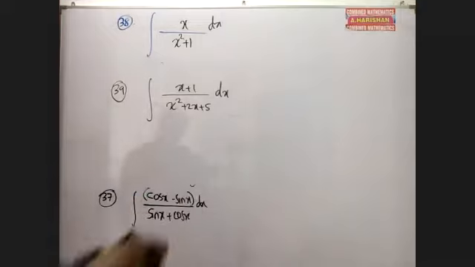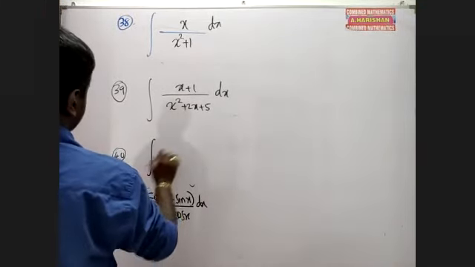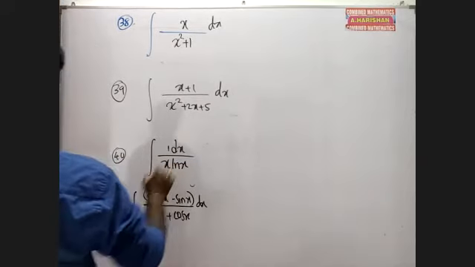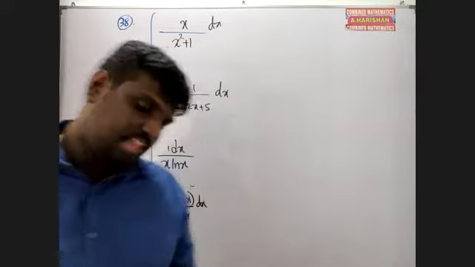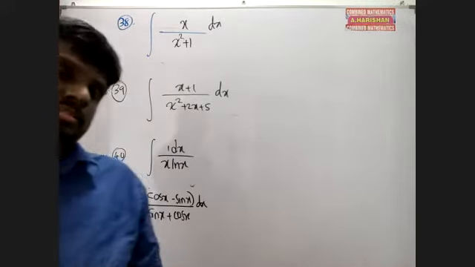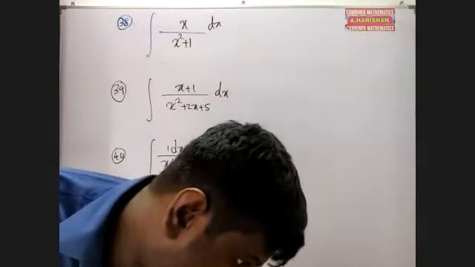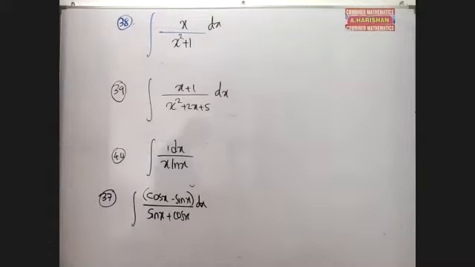So the 40th one. That's pretty interesting: dx over x into ln x. Okay, try this. I'll give 1 minute. Is 1 minute enough? Okay. So 1 minute is enough.